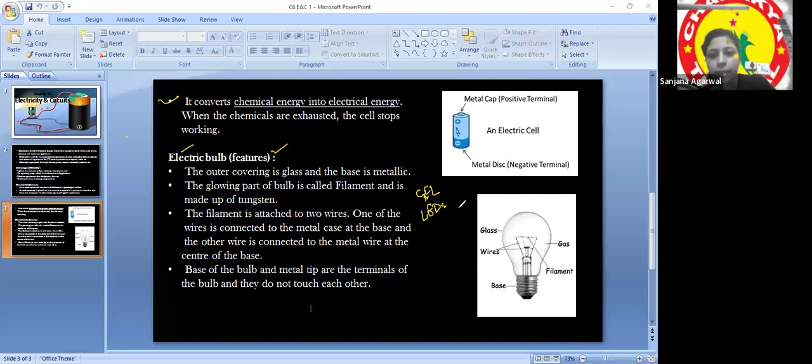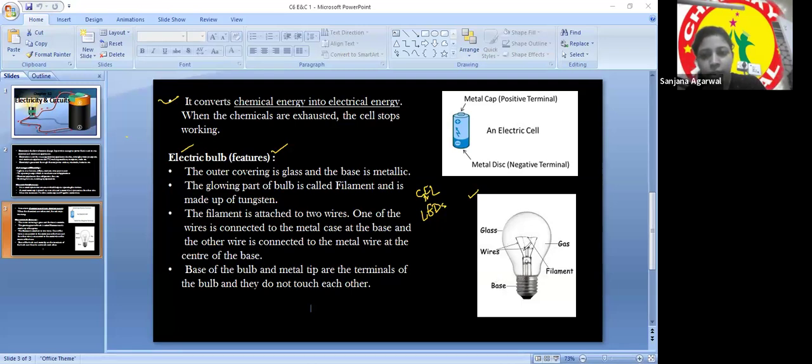Okay, so the bulb shown in the picture is a type of bulb which was used when Thomas Edison first made the bulb. This basic bulb has a structure. The outer covering is made up of glass. This metallic ring type structure is called the base.